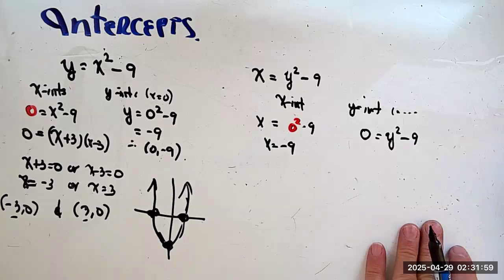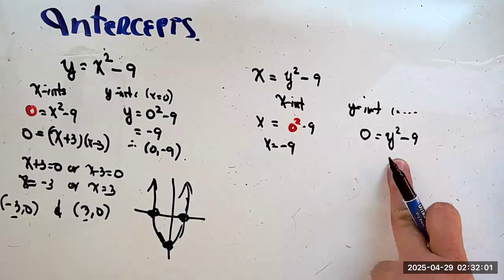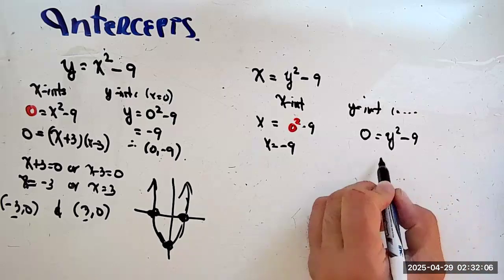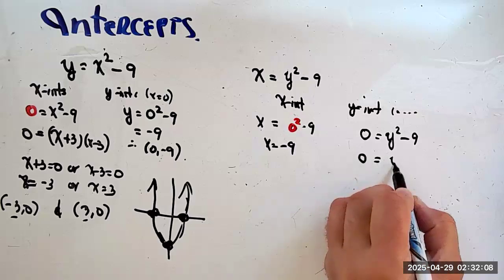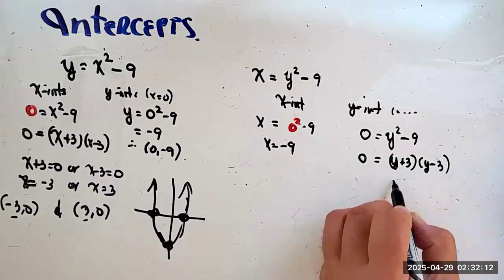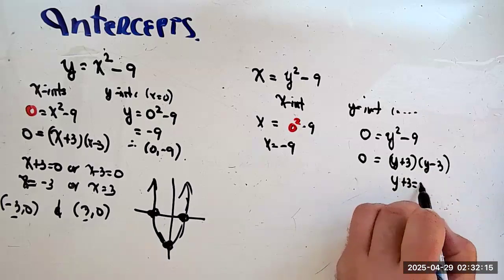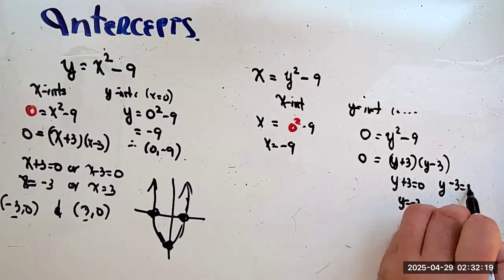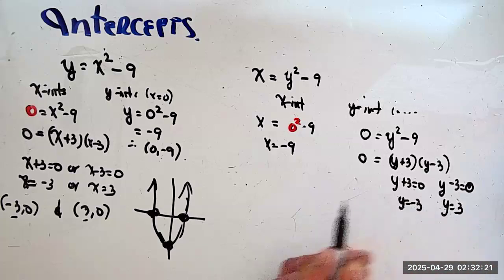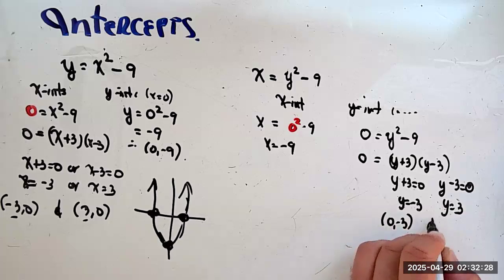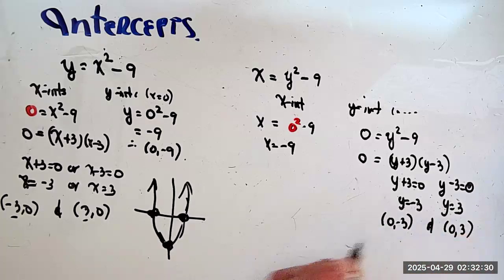Okay. So how do I solve this? Again, we can factor a difference of squares, so this would be 0 equals y plus 3, y minus 3. So y plus 3 equals 0, y equals -3, y minus 3 equals 0, y equals 3. So we have two y-intercepts, namely 0, -3 and 0, 3.